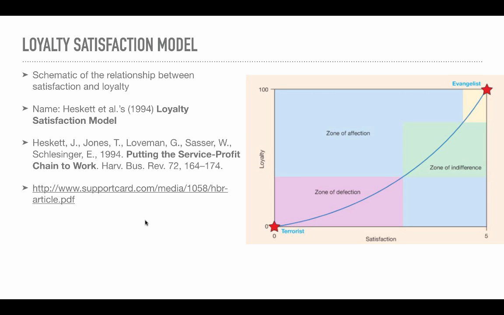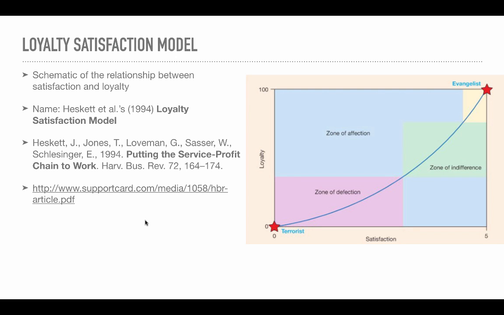Now, one model which is very important to think about as a way of framing your thought is the loyalty satisfaction model. That's its name, or if you want to get really technical, the Heskett et al.'s 1994 loyalty satisfaction model. There's the full reference just below there, which is in the Harvard Business Review, and there's a link which is linked to in the week 8 slides at the start. I will try and put this link in the description of the video, and that will take you to that.